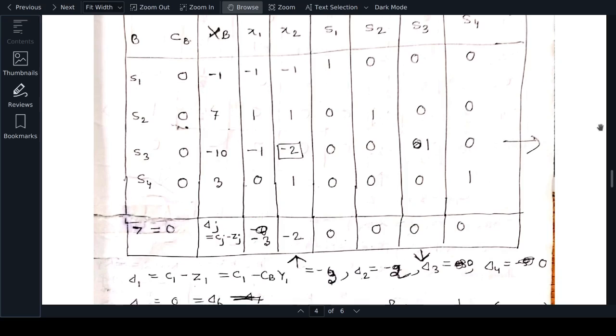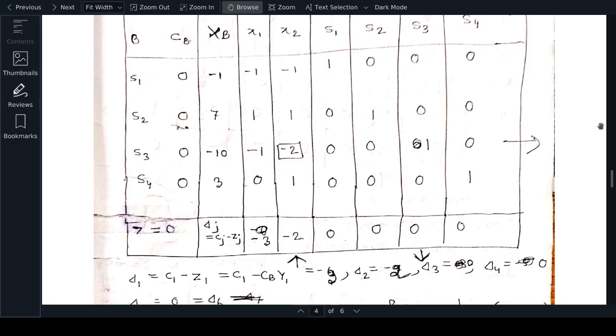How to fill up? First see the x1 column. You fill up the x1 column, x2 column, s1 column, s2 column, s3 column, s4 column. Next, the first column of the identity matrix is S1, so in the basic variable column B, we write S1 first. Second identity matrix column is S2. Third one is S3. Next one is S4.